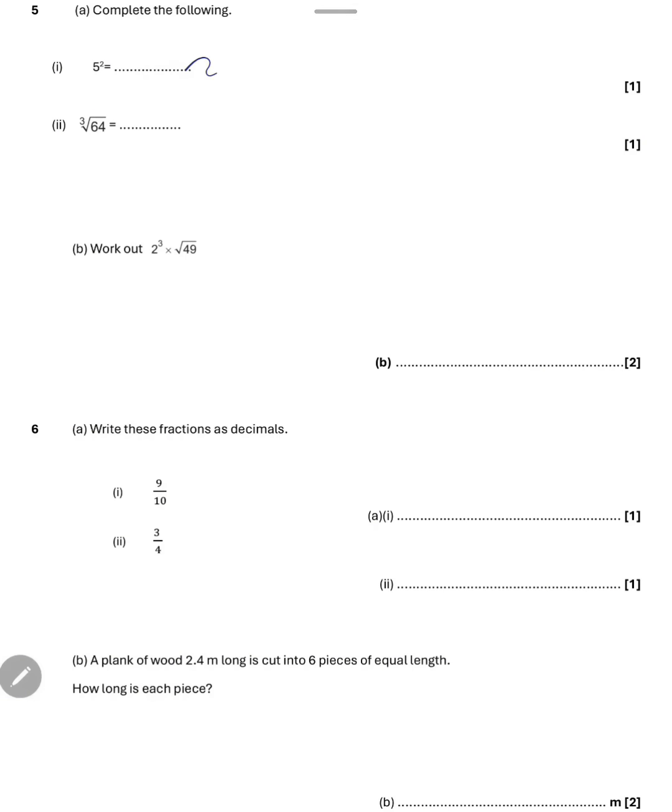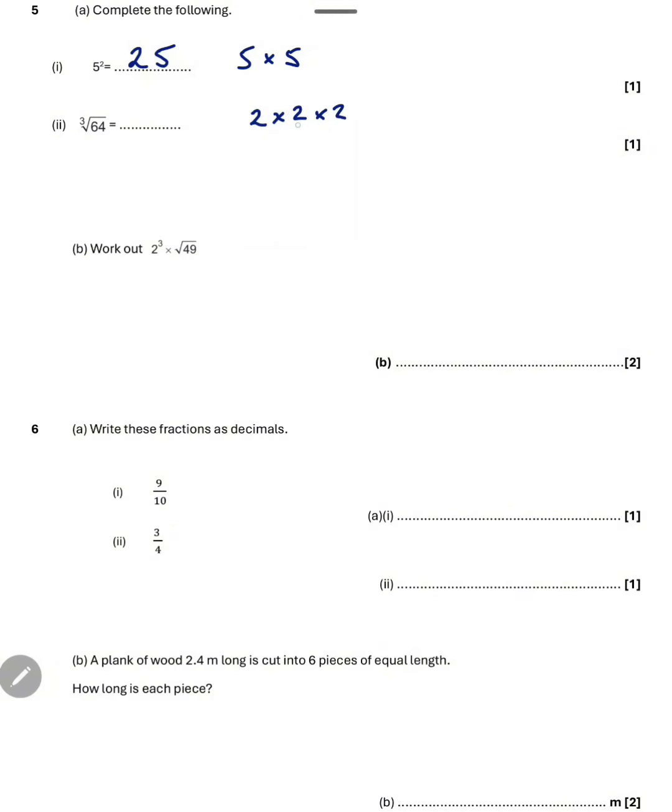Question 5, just some powers work to do and square rooting. So 5 squared is 5 times 5, not 5 times 2. And 5 5s are 25. The cube root of 64, your cube roots come from timesing things by themselves 3 times. So if you don't know these, you can just start to build upwards.